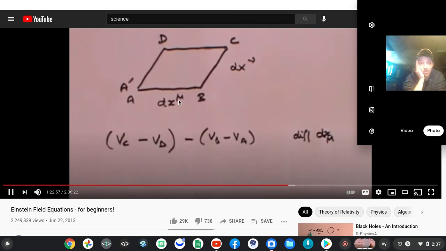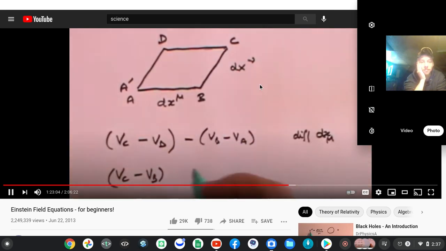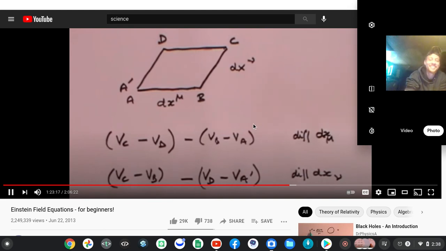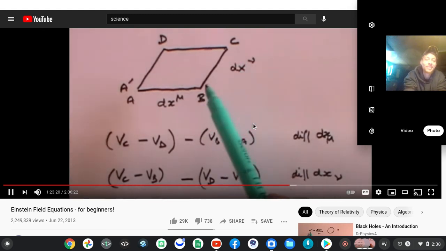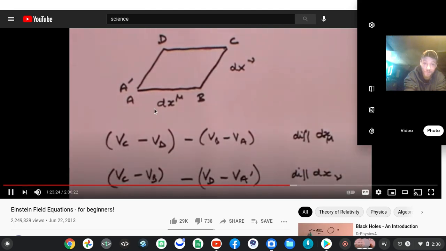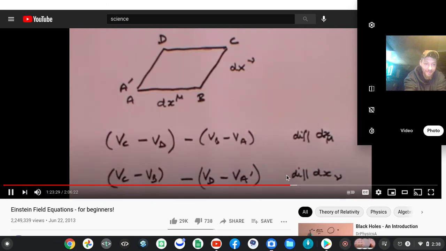Similarly, if you take VC minus VB, which is this path here, minus VD minus VA prime, you get the difference in the dx nu direction, because that's that path there and that path there, they're parallel. In flat space there would be no difference, but in curved space there might be, and you're now looking at the difference in the dx nu direction.